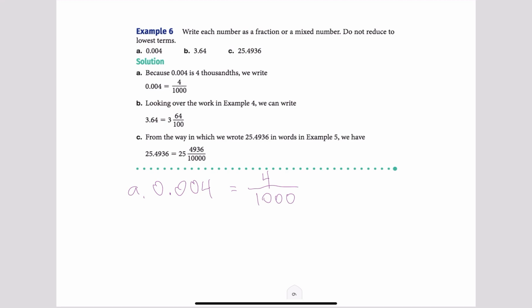So let's look at the next one here. 3.64, but really we should call this 3 and 64 hundredths. So then we'll write it in mixed number notation. And so it's 3 and 64 hundredths. And let's do the same thing for C.